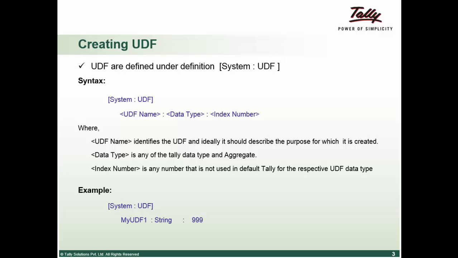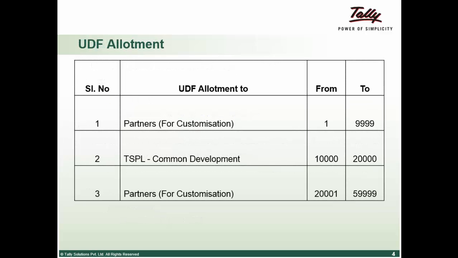So this is how you can define. Do you have a question here in your mind? How would you know the index number? So this is the UDF allotment that we have done for the developers. Our developers can use UDF numbers from 1 to 9999 and from 20,001 to 59,999. The 10,000 to 20,000 allotment has already been done by Tally Solutions Private Limited.